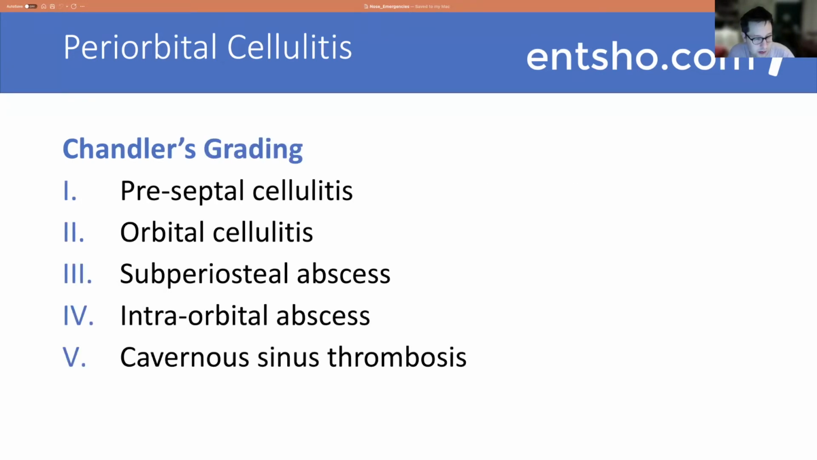The way of evaluating this, or one way of evaluating it, is using a Chandler's grading system. So there are 5 different levels. So pre-septal cellulitis is limited anterior to the orbital septum. The second stage is where it's progressed posteriorly, but it's still a cellulitis, so not a collection as such. The third classification is where there is abscess, but it's limited to be under the periosteum. The fourth layer, getting a bit worse again, is where there is abscess not limited to the periosteum, so it may be in amongst the extraocular muscles.